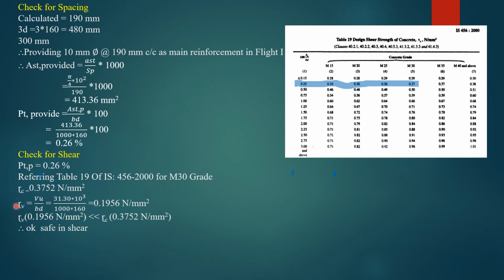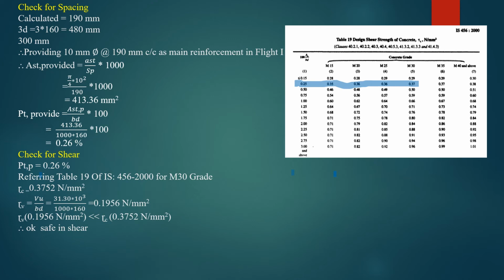After calculating tau c, we calculate the tau v. How to calculate tau v? Tau v equals Vu upon Bd. Vu is the shear force, which is 31.30 into 10 raised to 3, as it is given in kilonewton, so we convert it into Newton. B is the width and D is the depth. So we got tau v as 0.1956 Newton per mm square. Here tau v is very much smaller than tau c. Therefore, our flight is safe in shear.